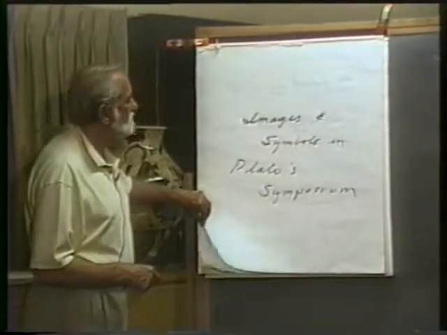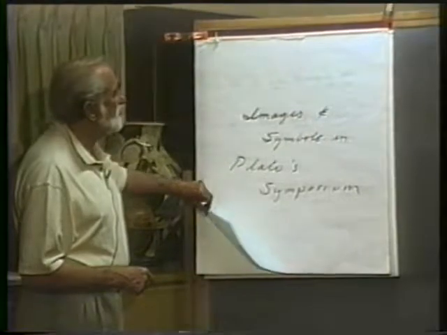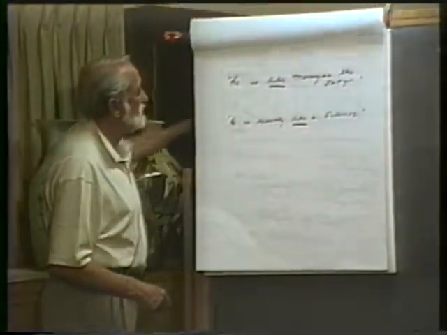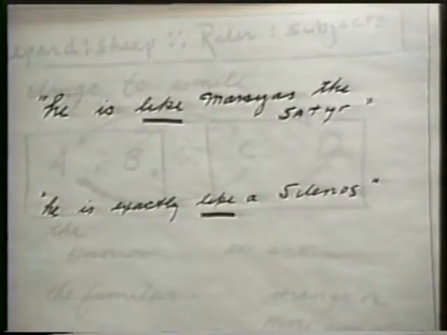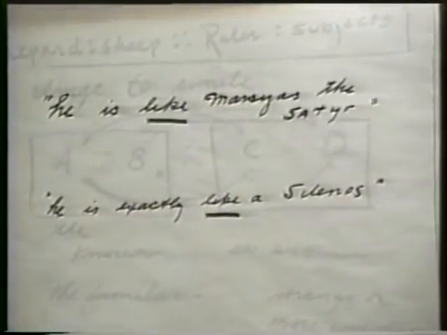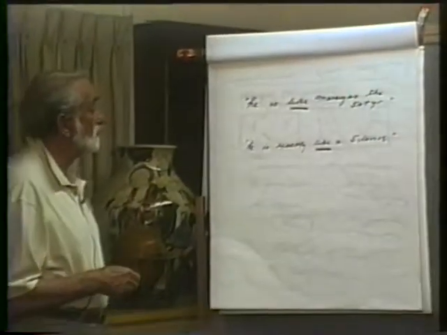So in order to get into it, I thought we'd do a little bit of work on the Symposium, primarily at this point, Alcibiades' speech. And he says in Alcibiades' speech, as he describes Socrates, I'm going to tell you the truth about Socrates. That's how he starts his speech. He says, you people who were at the banquet, you don't know anything about Socrates. I know the truth about Socrates, and I'm going to reveal it.